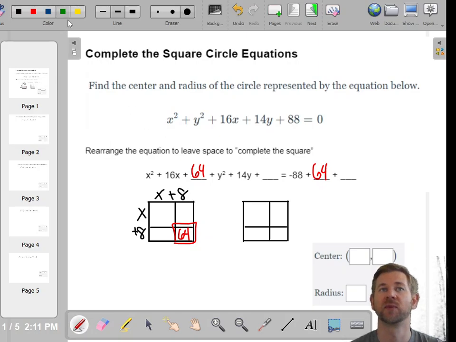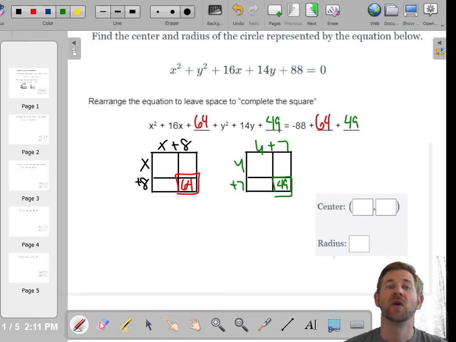I'm going to do the same thing with y's now. So it's y plus half of 14 is 7. And I'll write it like this. And you can see you have y squared plus 7y plus 7y. But what would the square be? 7 by 7 is 49. So add 49 to both sides.